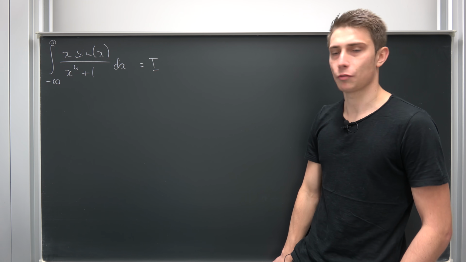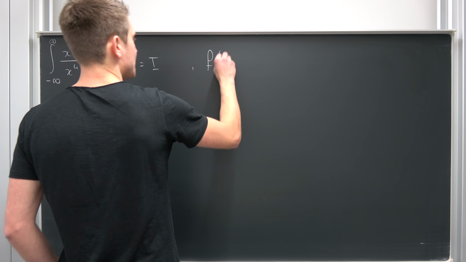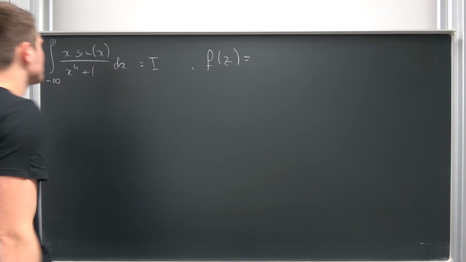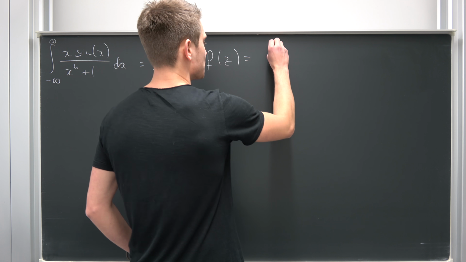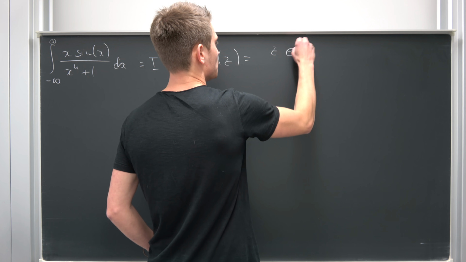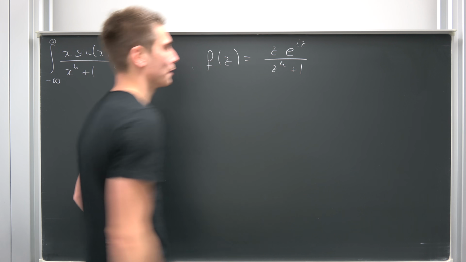We are just going to define ourselves a complex valued function. Let's call it f of z, and it's going to be equal to, let's just take the usual ansatz, z times e to the i z over z to the 4th power plus 1.